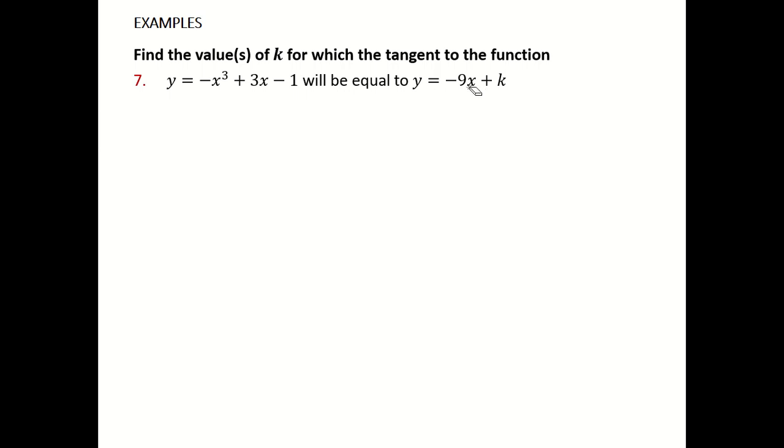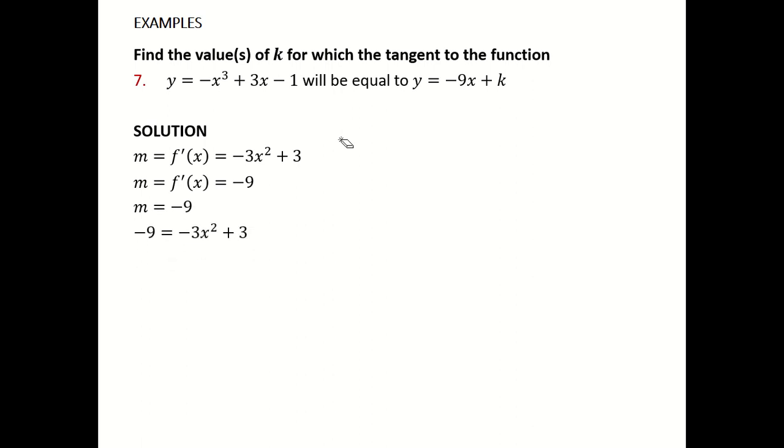And for me to find out which x value they share, I'm going to find the derivative of that, because the derivative of the original function will give me the gradient formula, which will allow me to find the gradient of the tangent, which is -9. So I will simply find the derivative of the given function, which is -3x squared plus 3. You should be able to know how to get that by now. I know that this equation will be equal to -9 because we are given the gradient. All I'm going to do is to solve for x, hence x here will be equal to plus or minus 2.